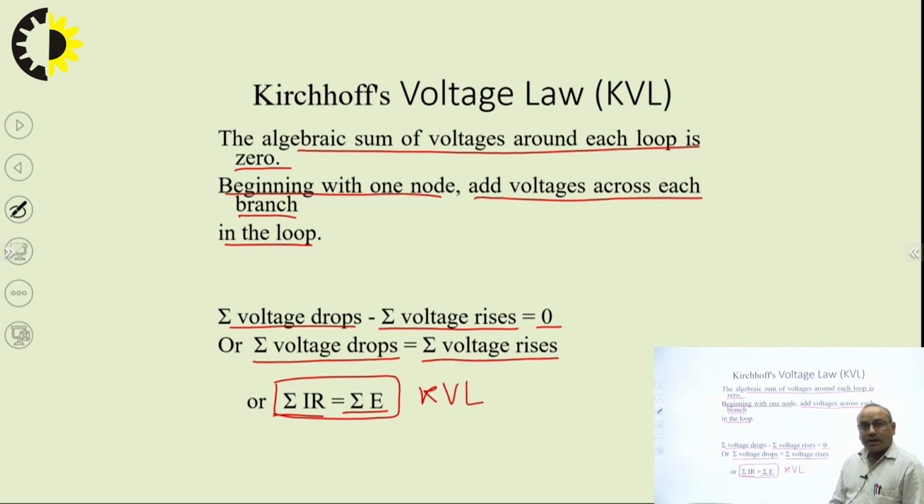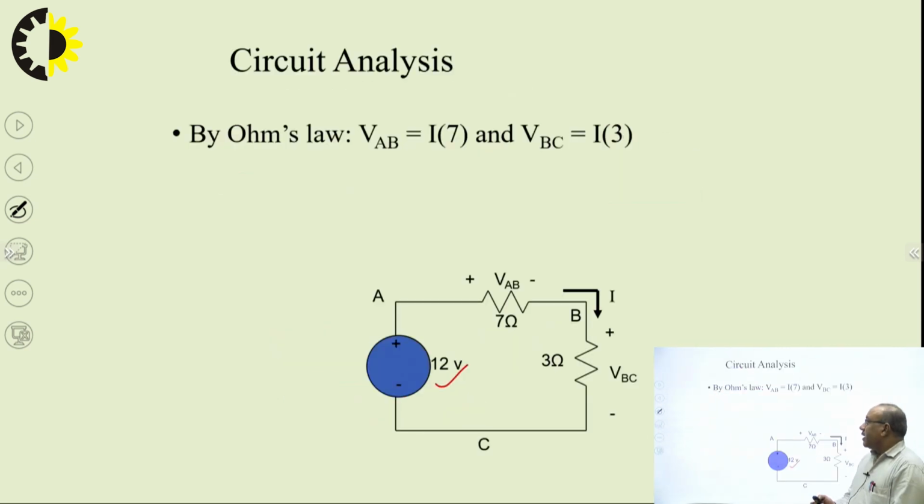mathematically. So, for example, for KVL we take this example. Here in this circuit we have a voltage source of 12 volt with positive terminal on upside and negative terminal on downside, one resistance of 7 ohm that is connected, another resistance of 3 ohm that is also connected. Now, this 7 ohm resistance is connected across the terminals A and B, while this 3 ohm resistance is connected across the terminals B and C, and this voltage source or battery of 12 volt is connected across the terminals A and C.